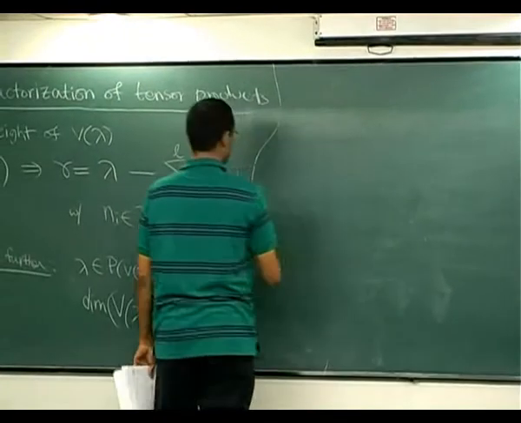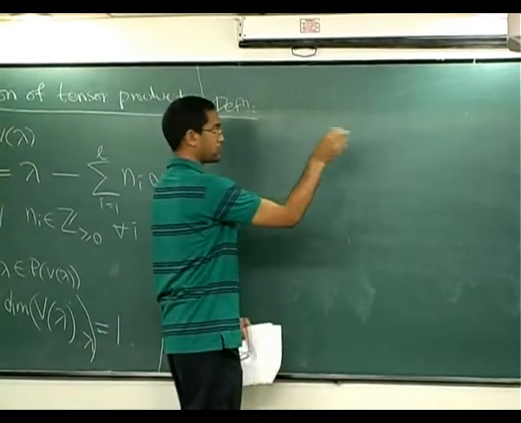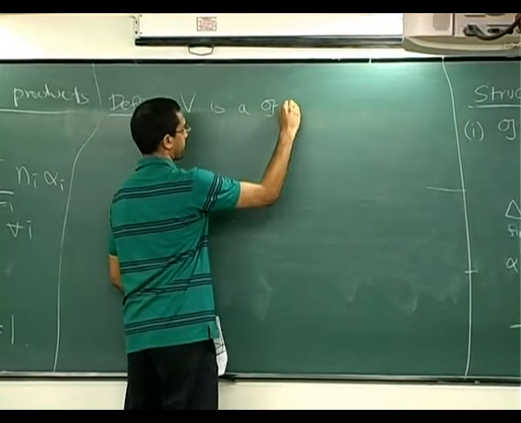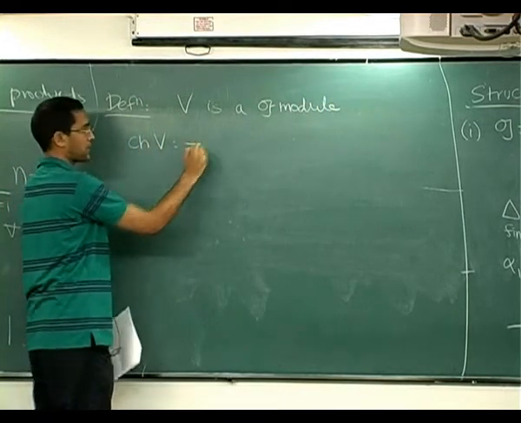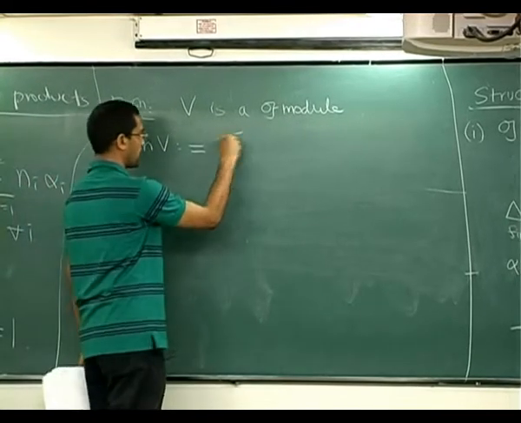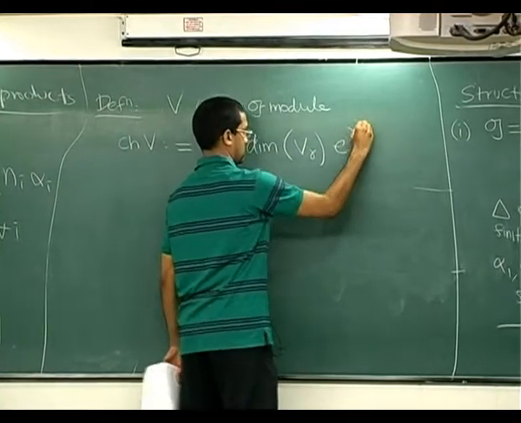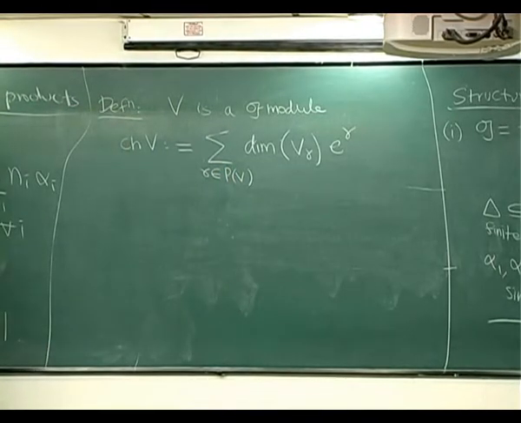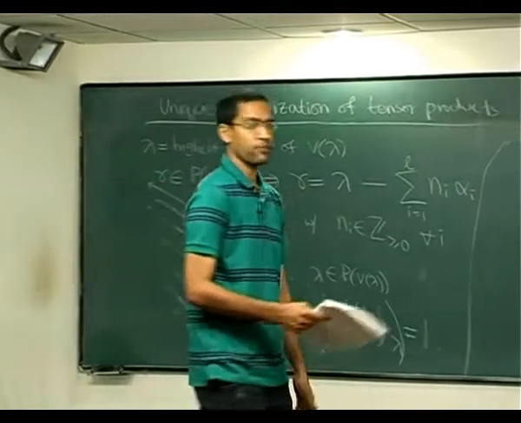Okay, so now what I want to do is to keep track of just the dimensions of the weight spaces. So if V is a G module, let's define what's called the character of V, or the formal character of V, to be the generating function which keeps track of the dimensions of the various weight spaces. So at the moment I've thrown out information about how precisely the Lie algebra elements act on vectors and so on. I'm only remembering what the dimensions of my various weight spaces are.